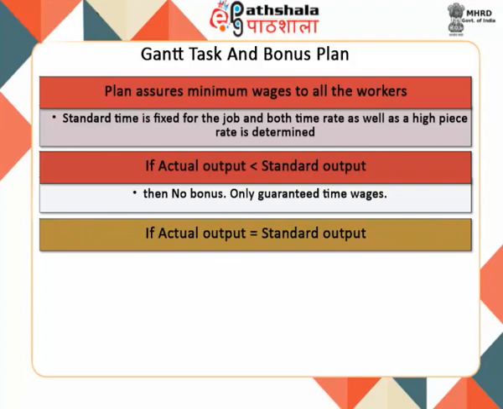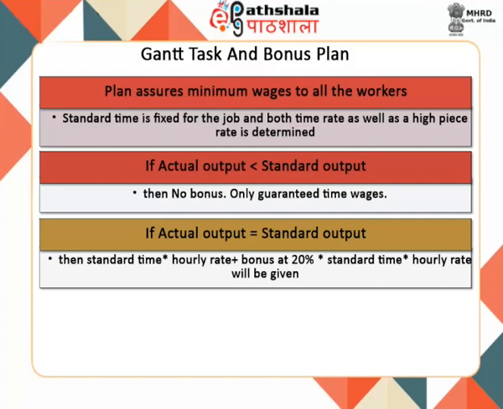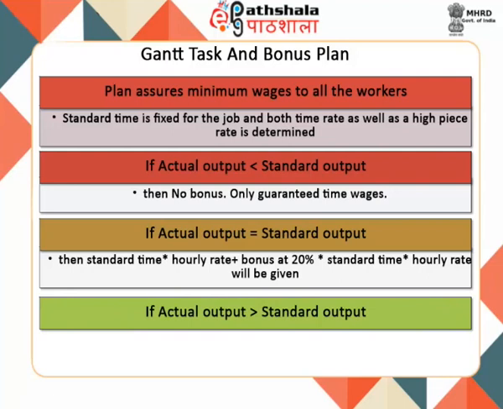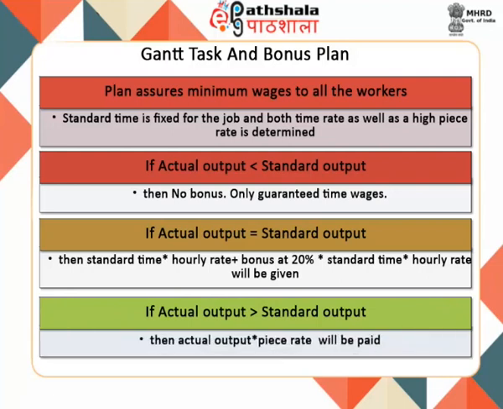If actual output is equal to standard output, then standard time multiplied by hourly rate plus bonus at 20% multiplied by standard time multiplied by hourly rate will be given. If actual output is greater than standard output, then actual output multiplied by piece rate will be paid.